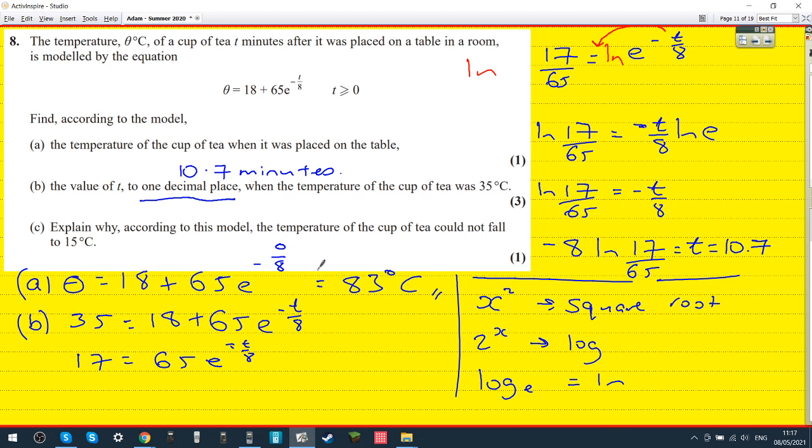Because there's always a plus 18 on it, so it can't fall below 18. There's always 18 added on. And so what's the minimum temperature? 18 degrees.